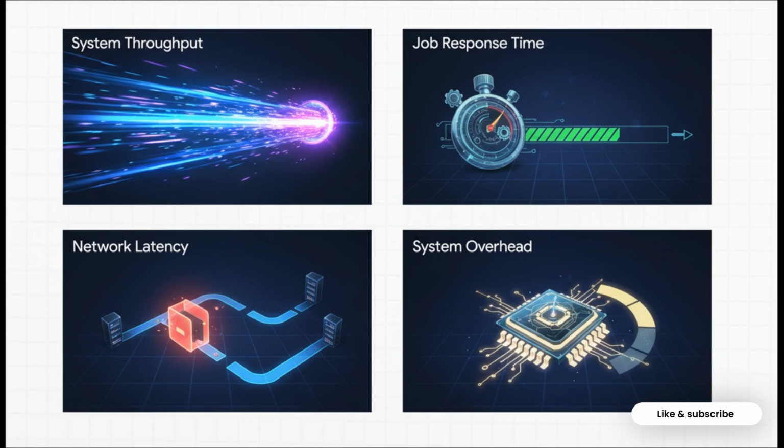First is system throughput. That's basically how much work the system can get done over a period of time. We measure this in things like MIPS, or millions of instructions per second, or for the supercomputers, T-flops. That's trillions of floating point operations per second. Just a mind-boggling number. We also care about job response time, how long you have to wait for a single task to finish, and network latency, which is the delay as data zips across the network. And finally, there's system overhead, which is all the time the system spends on housekeeping tasks instead of on your actual work.